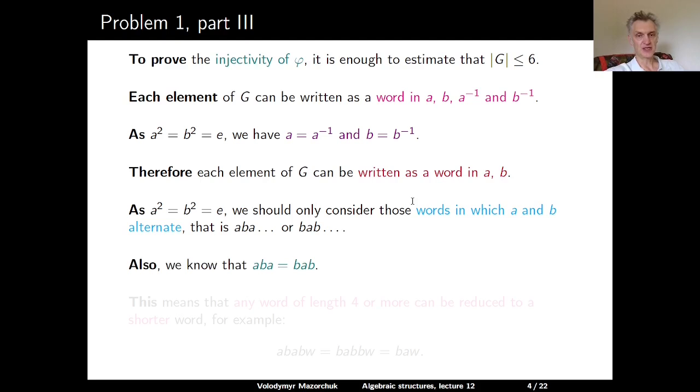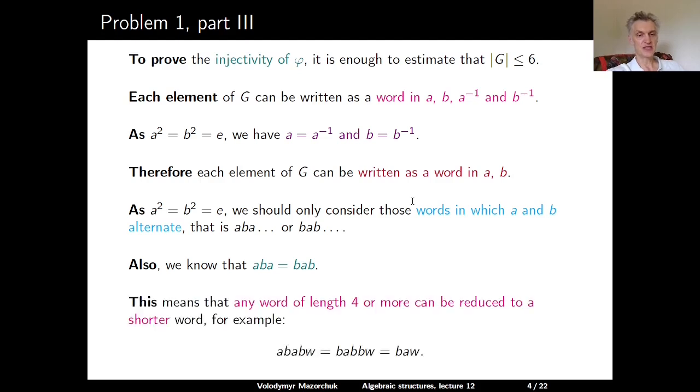Also, the final relation which we have gives us that ABA is equal to BAB. And this relation implies that any word of length 4 or longer can be reduced to a shorter word. For example, if we have a word ABAB and then some W, we can substitute ABA by BAB to get BABBW. Now BB is the identity, so we get BAW. So the original word is equal to a shorter word with fewer letters than the original word. And we can do this always if the word has length 4 or more.